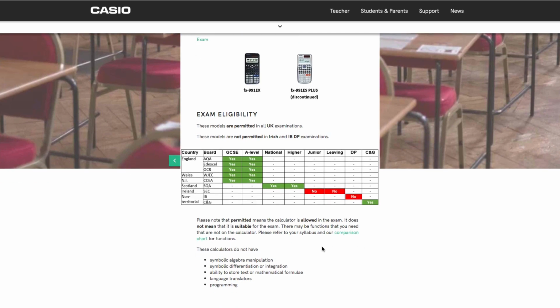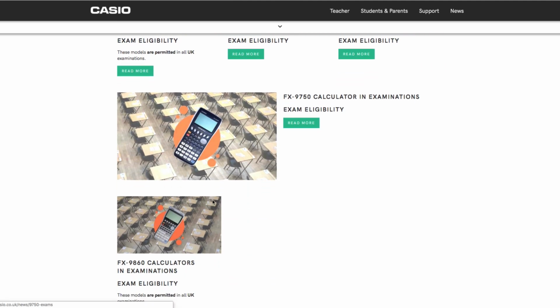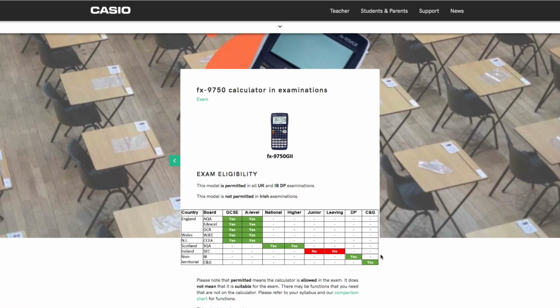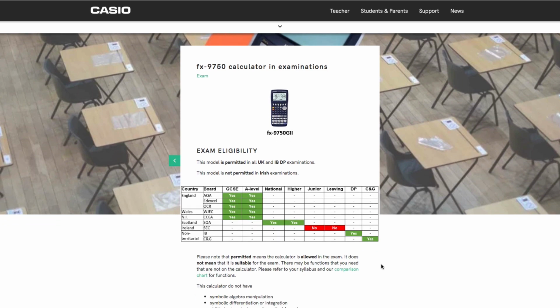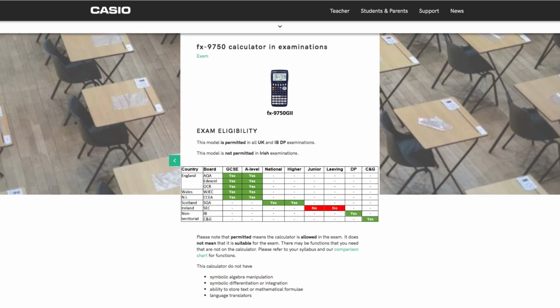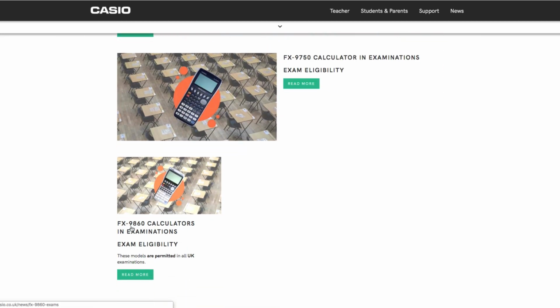Okay, let's go back, and there's two more to have a look at. These are some older graphic calculators. So the FX9750, let's have a look at this one. Well, again, it's really very similar to what we had for the FX CG50 there. Same sort of permissions as we would expect. And once again, not permitted in the Irish examinations. Let's go and have a look at the final one that we've got here, the FX9860. And again, they're saying all models permitted in UK examinations, not in Irish examinations.